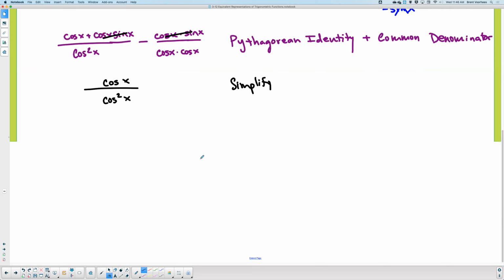Cosine divided by cosine squared. Can I simplify that? Oh, yeah. To what? To 1 over cosine. I can cancel 1 cosine with 1 cosine. 1 cancels with 1. And so what does that equal to? That is equal to secant. And we're done. What's the name of that step? A reciprocal. Wait, so wouldn't cos squared x minus cos x times cos x just be 0?